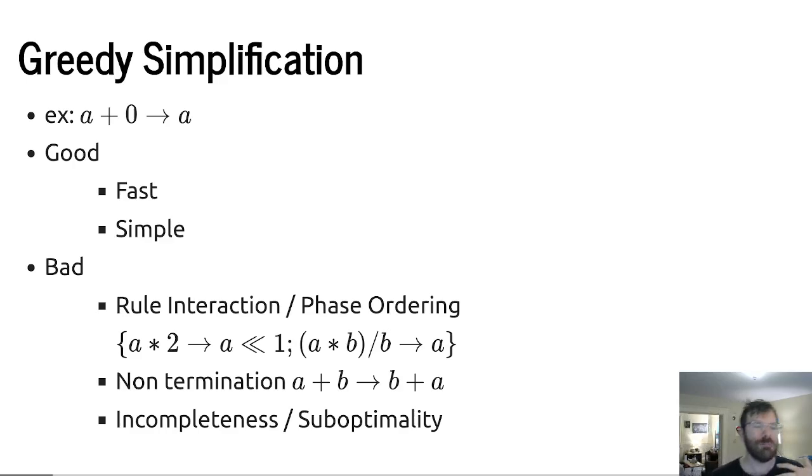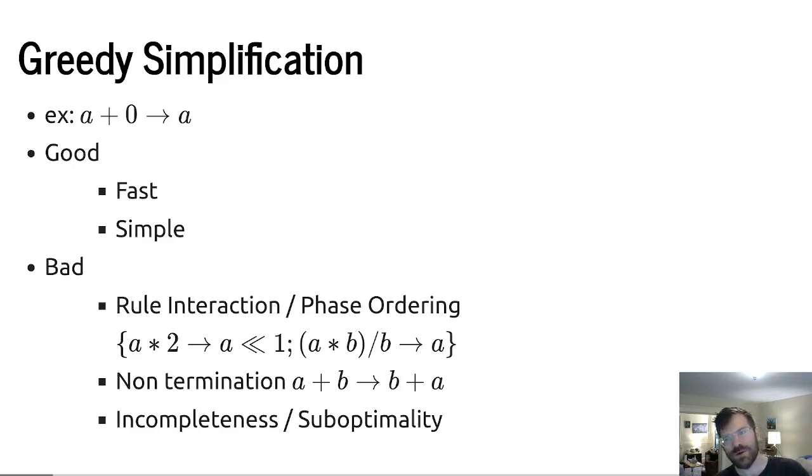Now, it's not perfect, however. There are some bad features of greedy simplification. There's rule interaction and the phase ordering problem, which you might also describe as a non-confluence, a breaking of confluence. And the issue here is that you can have two rewrite rules where the order in which you apply them changes the results you get in a particular way.